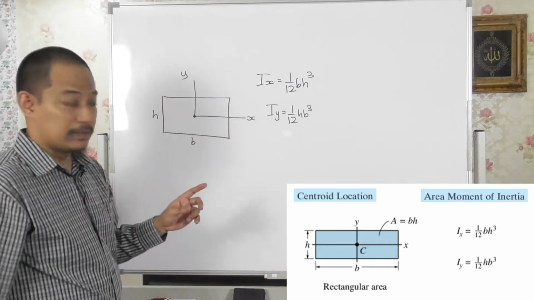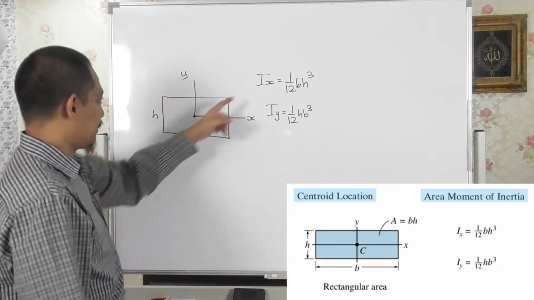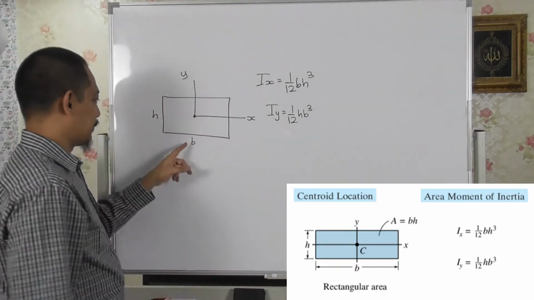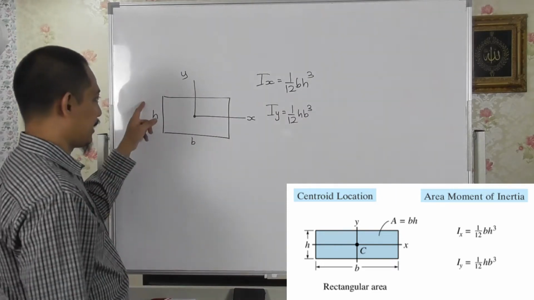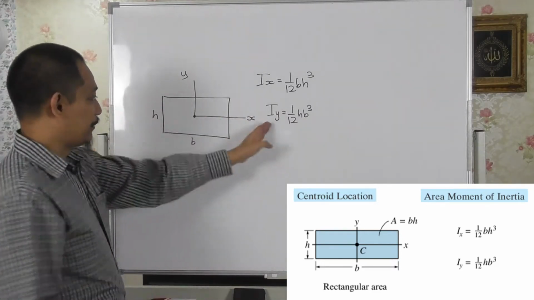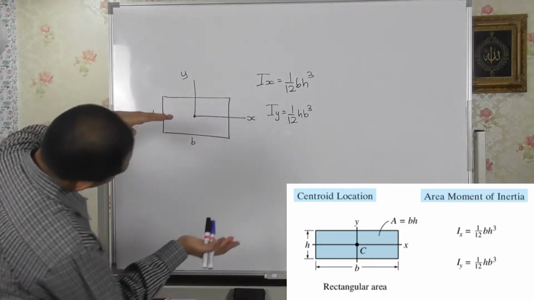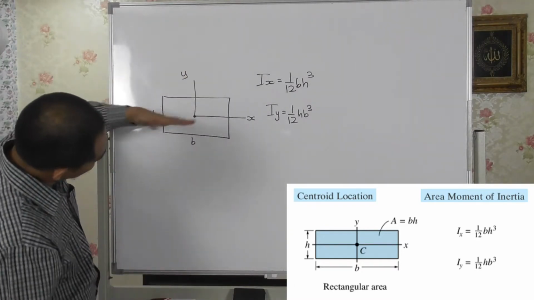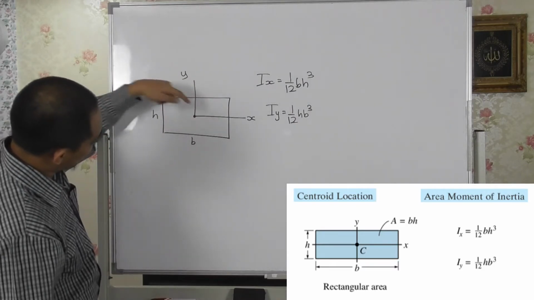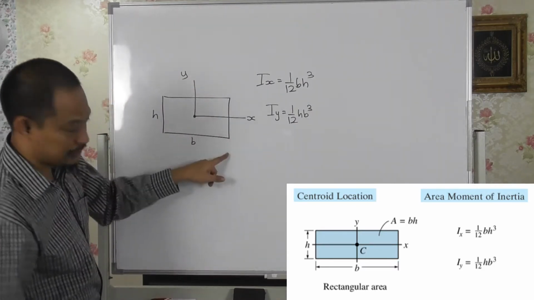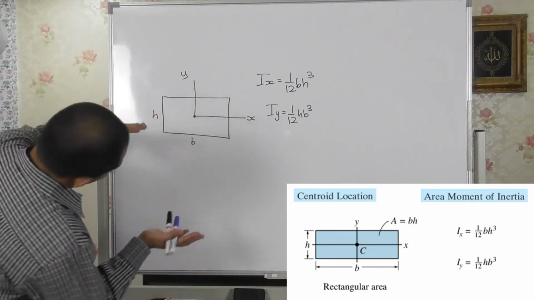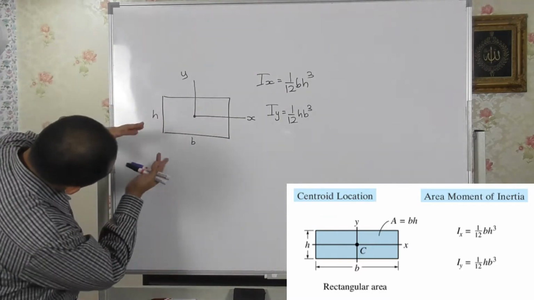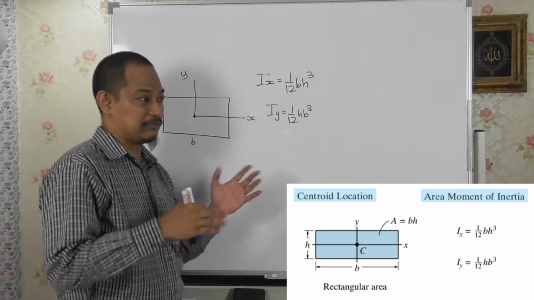For example, Ix is 1/12 base times height cubed. So for Iy, maybe I'll just tilt my head 90 degrees, so I will see from this perspective. So it is basically 1 over 12 this times this cubed, right? Basically, because if I tilt my head like that, this becomes my base, and this becomes my height. So this is valid for everything.